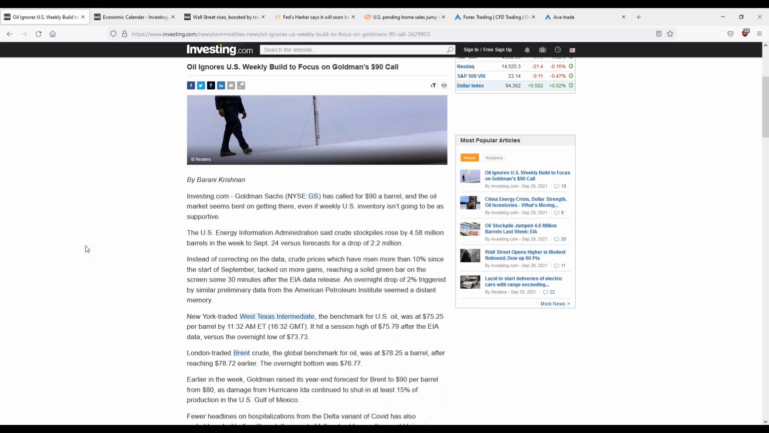Okay, so Goldman Sachs has called for $90 a barrel, and the oil market seems bent on getting there. That's what this headline is talking about. So if Goldman Sachs talks, a lot of times people listen. They seem to know what they're talking about a lot of times. And if they're predicting $90 a barrel, well, then some people believe that.